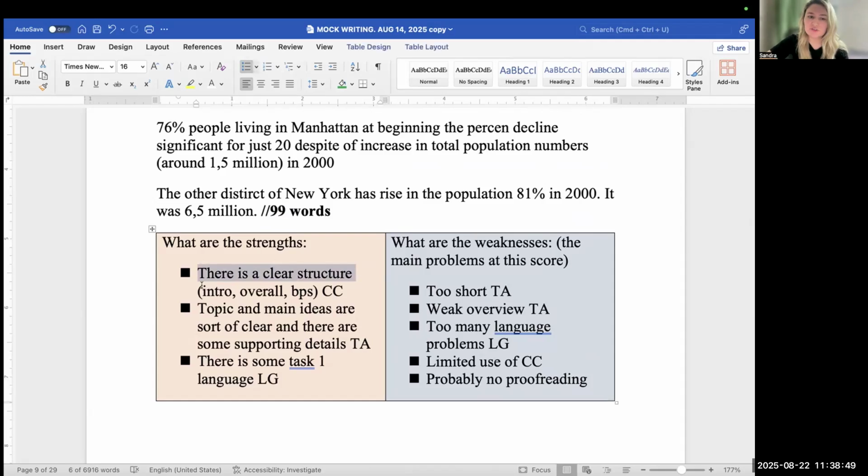Clear structure means you have an introduction. Do you have the overall statement? Do you have the body paragraphs? And that's all going to be good for cohesion and coherence. How about the topic? Is it clear? What about the main ideas? Are they clear? Somewhat clear.